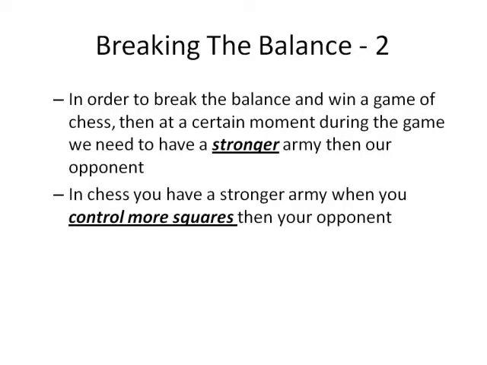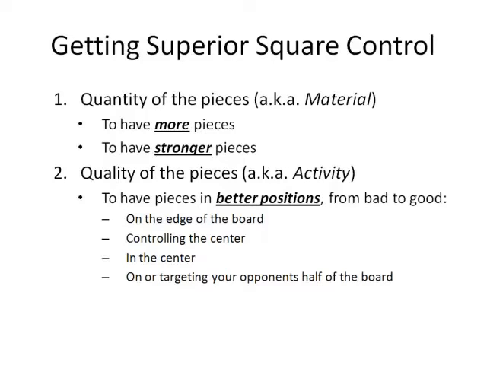Now, in order to break this balance and win a game of chess, at a certain moment during the game, we need to have a stronger army than our opponent. And in chess, you have a stronger army when you control more squares than your opponent. Now, how can we go about getting superior square control? Superior square control can be obtained in two ways.